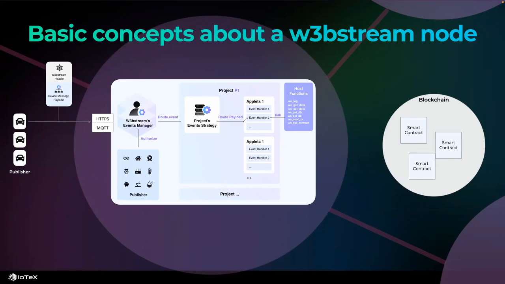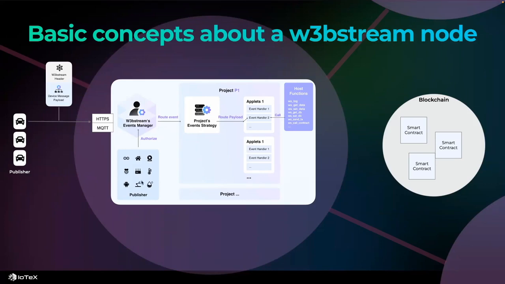But in general, any message will be discarded by the node before the node can accept any message, whatever the message is, right? I'm not saying it's an IoT message, could be anything. So before the W3bstream node can actually accept any message, you have to configure some authorization. So a very basic authorization mechanism that W3bstream provides is through publisher accounts. So this is the easiest way for you to implement device authorization.